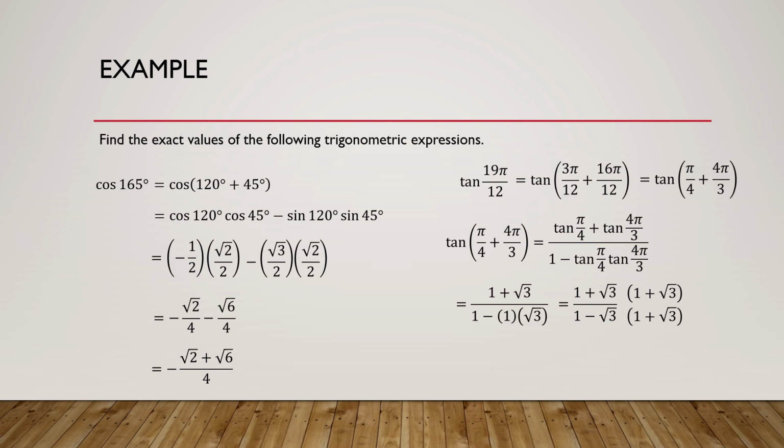When we complete the binomial multiplication, we get 1 plus 2 square root of 3 plus 3 over 1 minus 3. Simplify to get 4 plus 2 square root of 3 over negative 2. Simplify again to get the final answer, negative 2 minus the square root of 3.